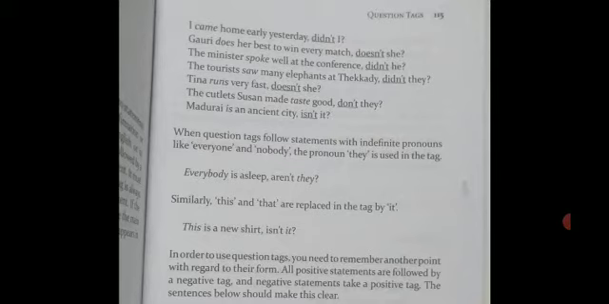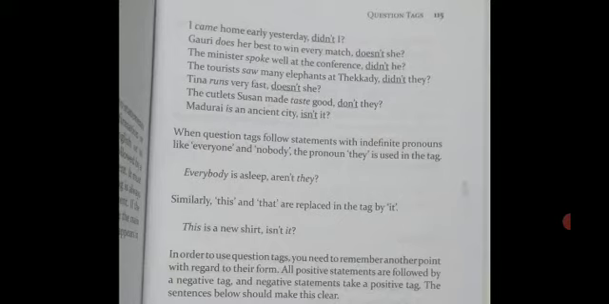Gauri does her best to win every match, doesn't she? The minister spoke well at the conference, didn't he? The tourists saw many elephants at Tekiri, didn't they?